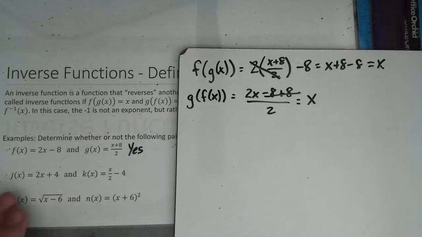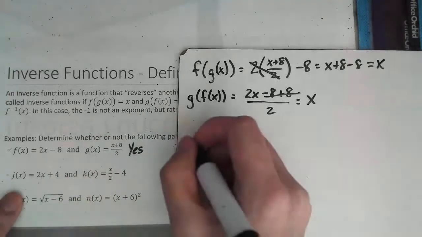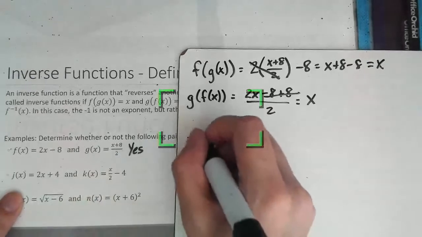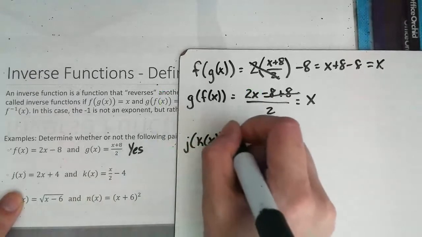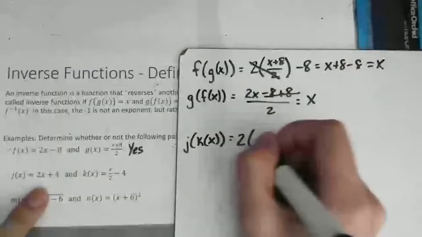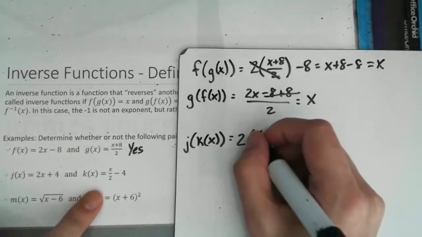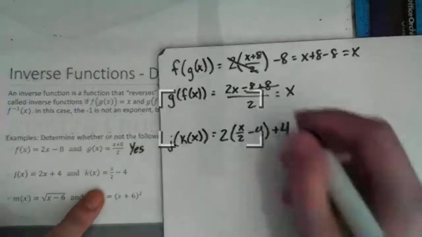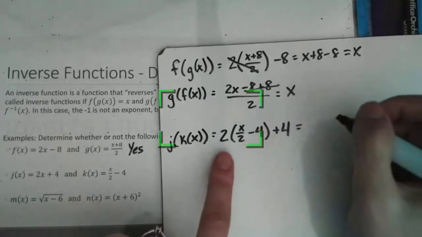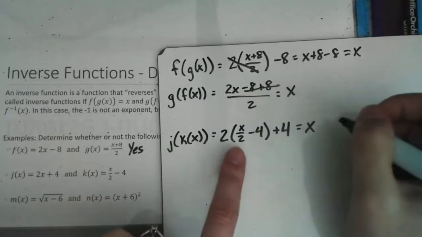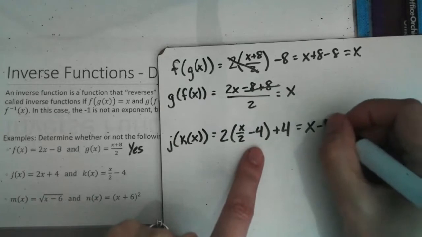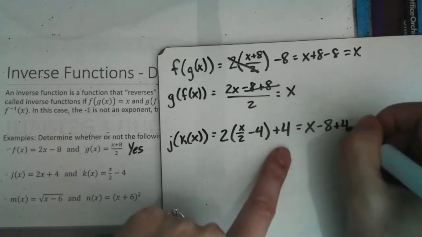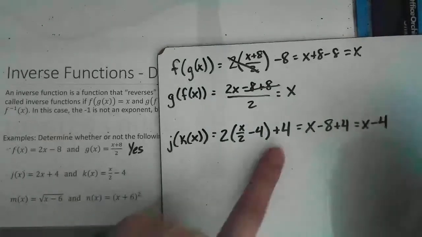For the second one, we have j of x and k of x. First we're going to look at j of k of x. That will be 2 times what k of x is, x over 2 minus 4, plus 4. So I need to distribute my 2 through. 2 times x over 2 is x. 2 times -4 is -8. And then we have a plus 4 out back. That simplifies to x minus 4.